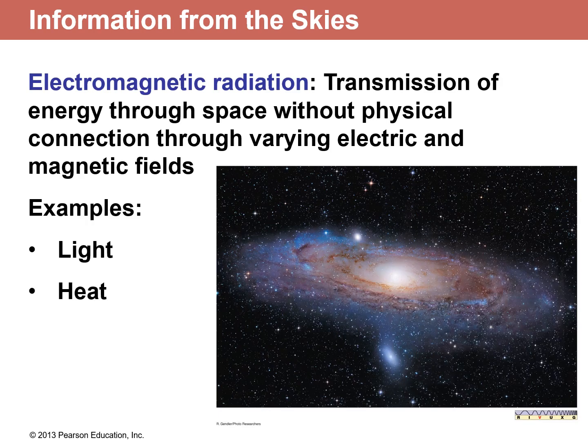Let's start off the first slide, and I want you to understand what we mean by electromagnetic radiation. Electromagnetic radiation is, and I'll read it right from the slide, the transmission of energy through space without any physical connection. That's how we can get information from space without a physical connection, and it's using electric and magnetic fields. That's why it's called electromagnetic radiation.